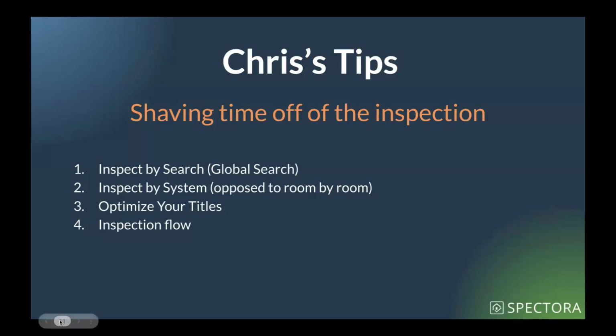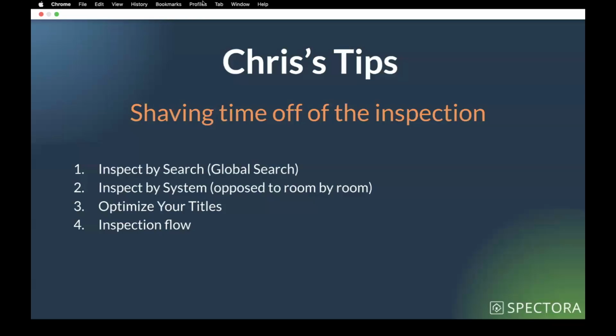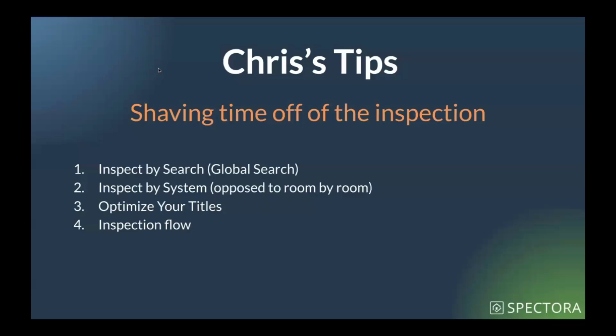The first is inspect by search. And there's been a big debate over the years, my software has fewer clicks than your software or whatever it is. But I think if you optimize your software and inspect by search, it removes the click debate completely. And what do I mean by that? So when I go into, let's just say I'm doing the exterior micro inspection, so I'm doing up close on the exterior.